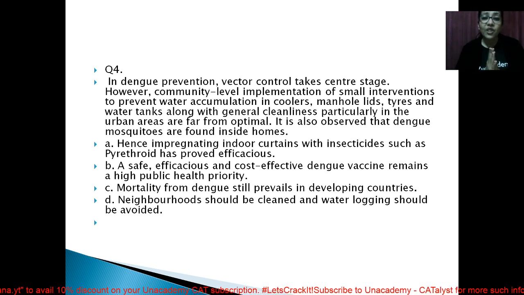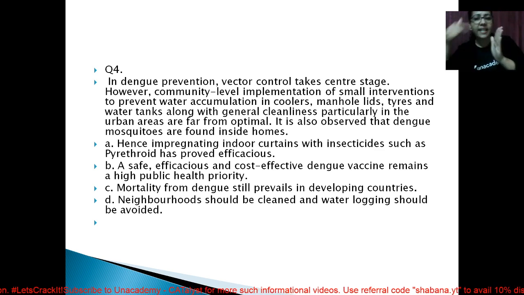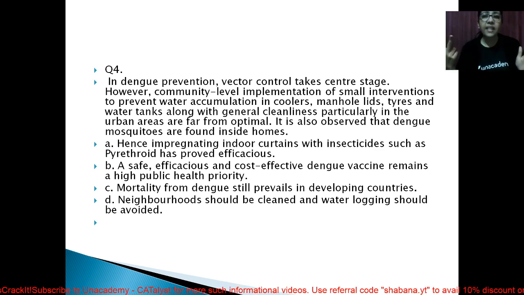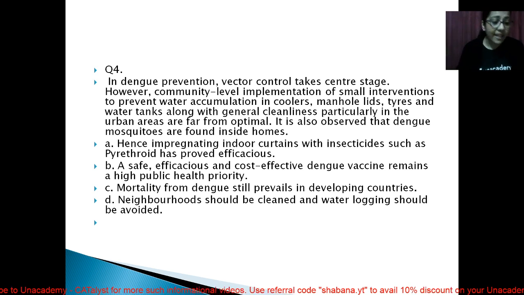In dengue prevention, vector control takes center stage. The last line of the paragraph is left open. Let's see what it is. Now, when we talk of para completion, you have to remember three important things. One is tone, okay? One is flow. The Ganga won't flow backwards. Once the flow comes this way, it will go on like this. And then the third one is your crux, range. You will not mark an answer that goes out of range.